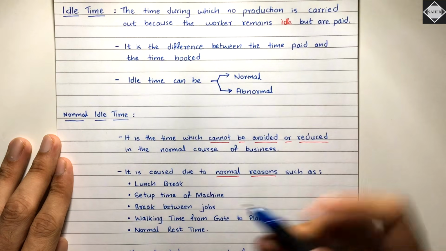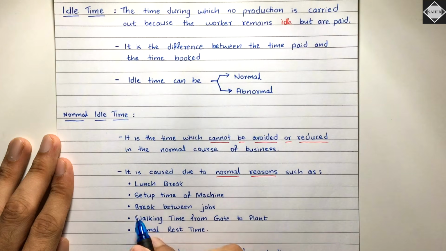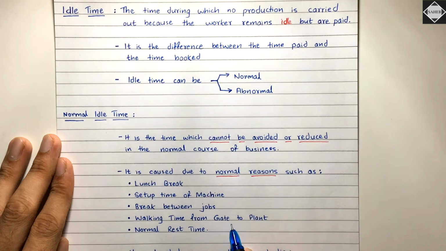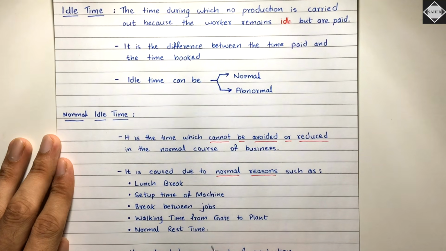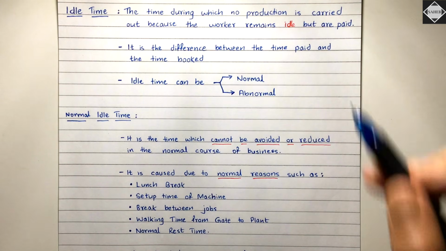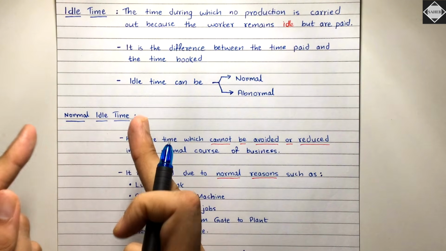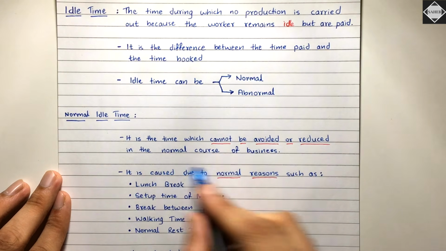And then there will be some time required to set up the machine for production, 10 minutes, 5 minutes, whatever it is. And then there will be a break between jobs, 5 minutes, 3 minutes. And then walking time from gate to plant. They are humans, they have to walk, right? So 5 minutes there also can be wasted. And then normal rest time so that they can be refreshed for the next job, isn't it? Because of all these normal reasons, whenever workers are not doing any production, that time will be called normal idle time. The idle time which cannot be avoided or reduced in the normal course of business.